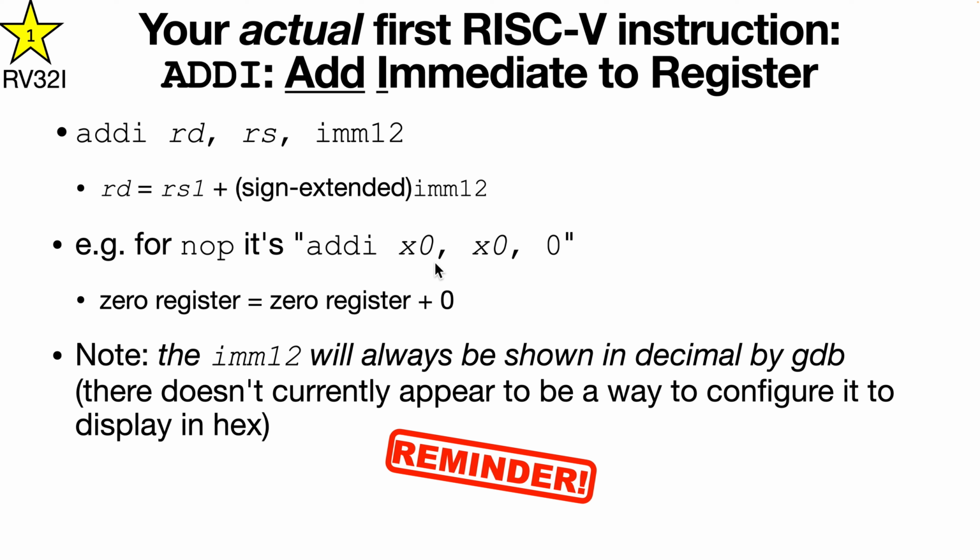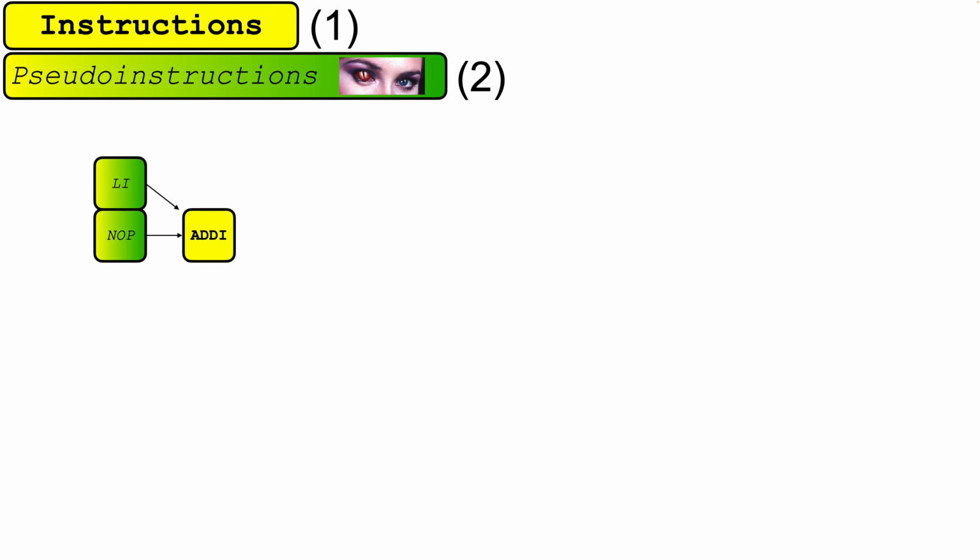It was used for no-op, but basically it's just taking a source, adding it to an immediate, sign extending that immediate before the addition, and putting it in the destination register. Building up our little diagram again, the li is a lie, it's actually addi. We now know 2 pseudo instructions and 1 real assembly instruction.